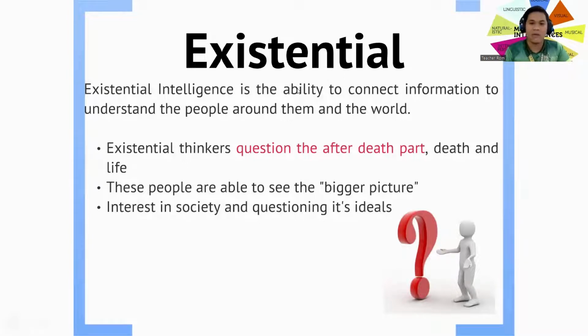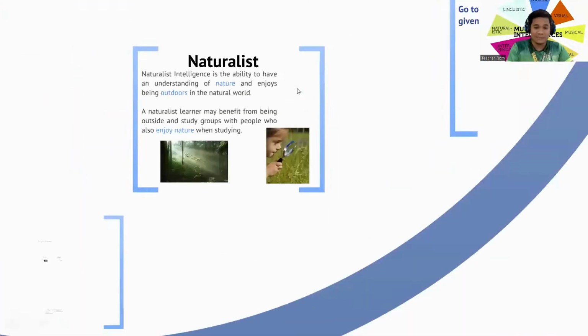So maybe some of our leaders are existential intelligence. They see a bigger picture of the organization. They see a bigger picture of the problems and the situations that we have right now. So these are the additional intelligences.